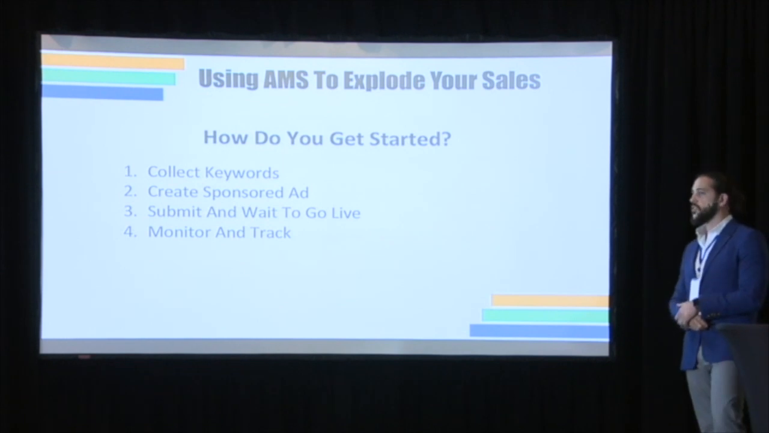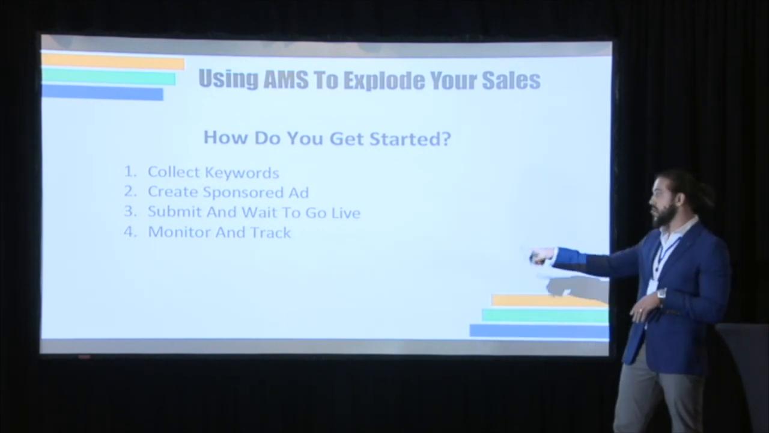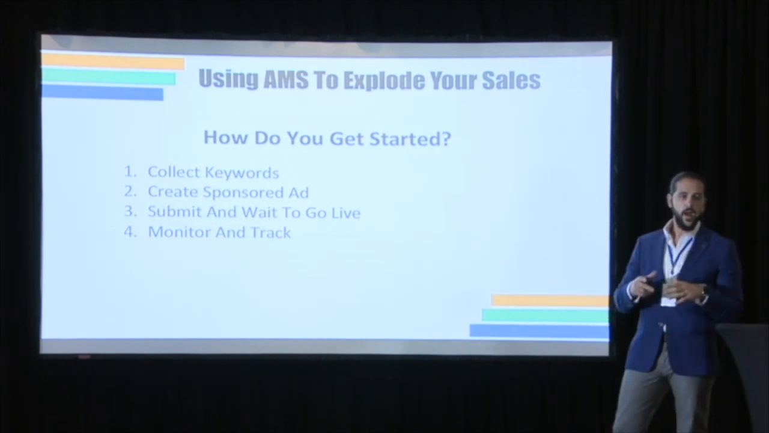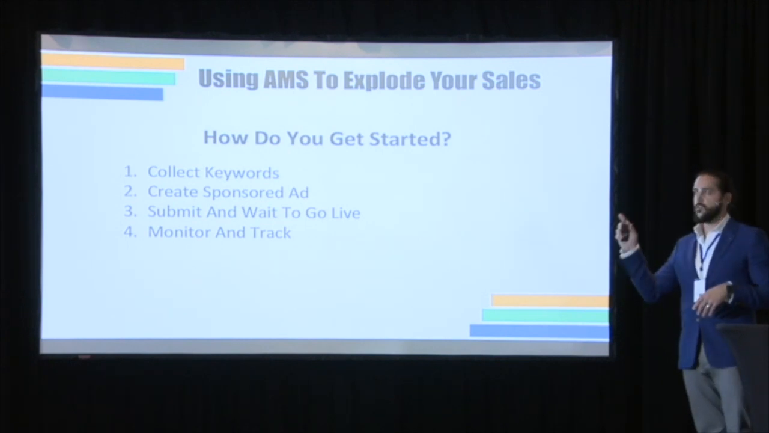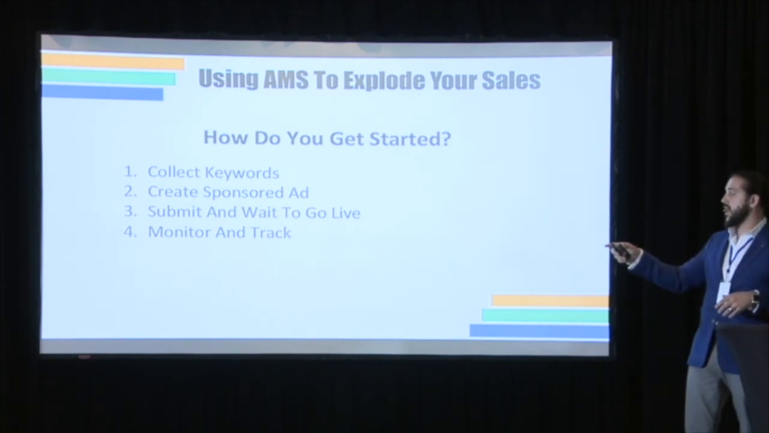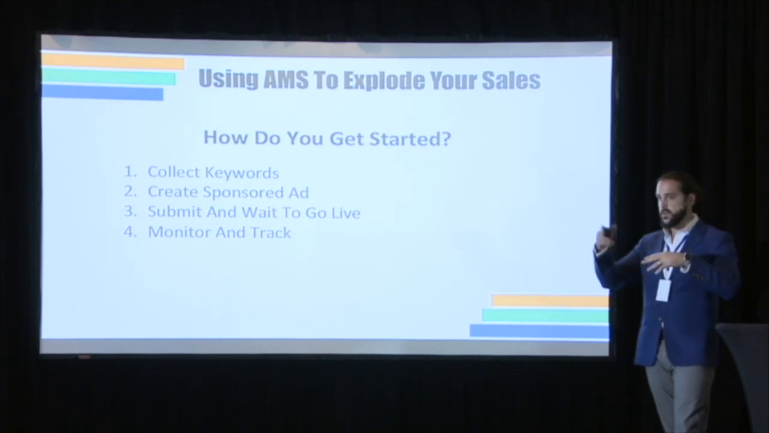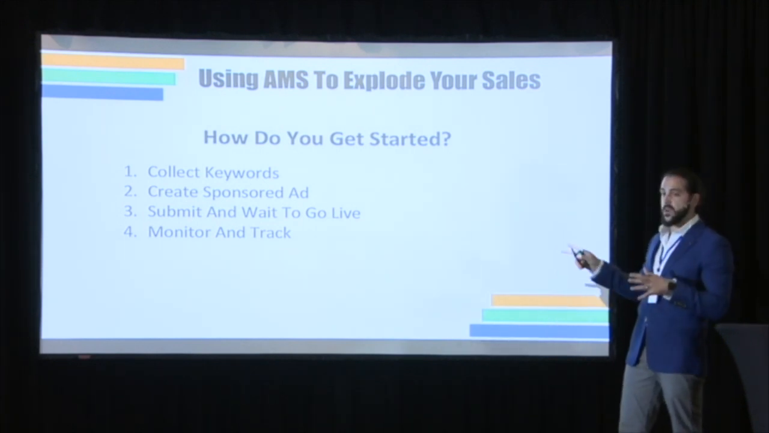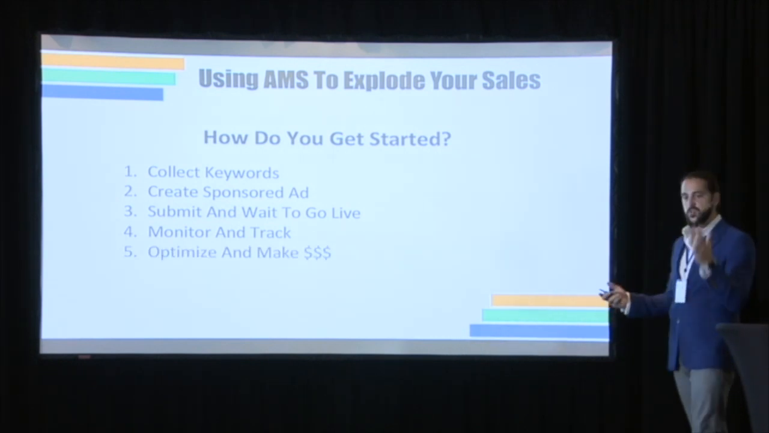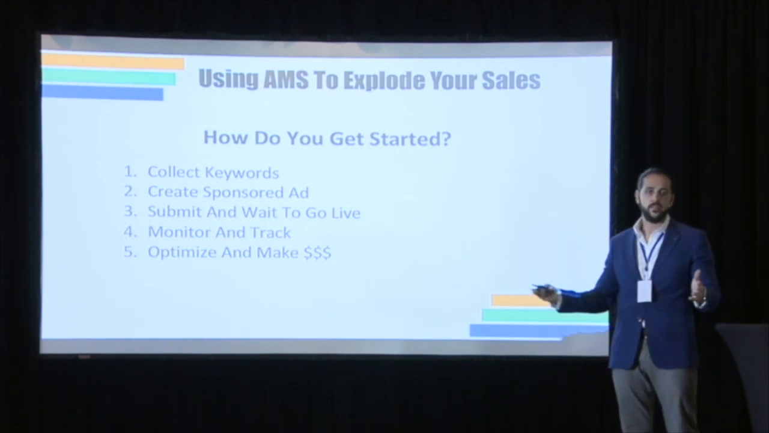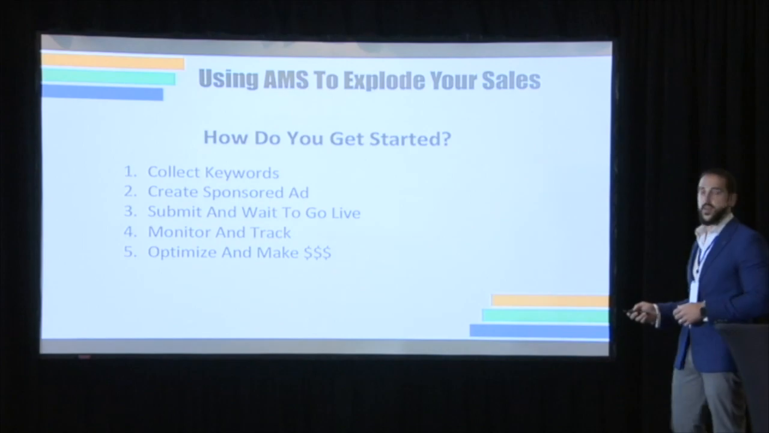Number 4 is monitor and track. This is very, very important, because if you're not doing this, you're not going to know overall how your ad is performing. Now, this is more of a case for the US, because the UK and even in Canada, their interface is updated. They show you all the statistics, daily statistics. So in the US, they're not doing this, so I highly recommend that you still do this. And then the last step is just to optimize and make sales. That's it. This is all that it takes to start crushing it with advertising on Amazon.